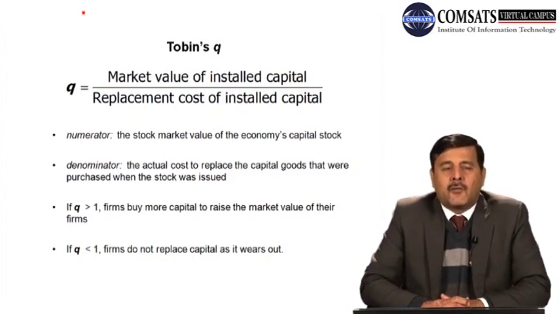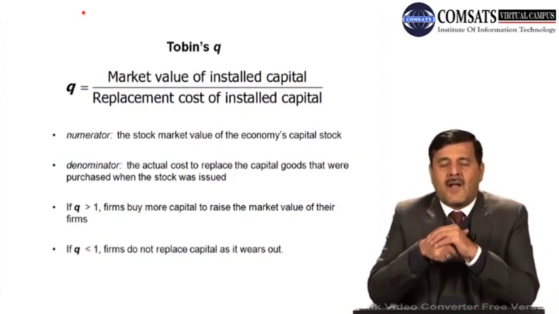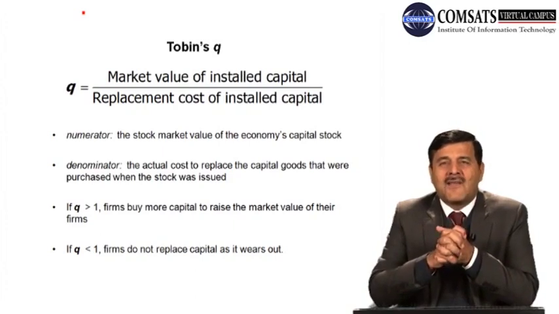So by using these concepts, James Tobin, who is the Nobel laureate in economics, gave the Tobin's Q formula, and that is equal to the market value of installed capital over the replacement cost of installed capital, right? This is known as Tobin's Q. Now what is the numerator? The numerator is the stock market value of the economy's capital stock, right? So in the numerator, he has taken the stock market value. He has estimated the stock market value of the economy's capital stock.